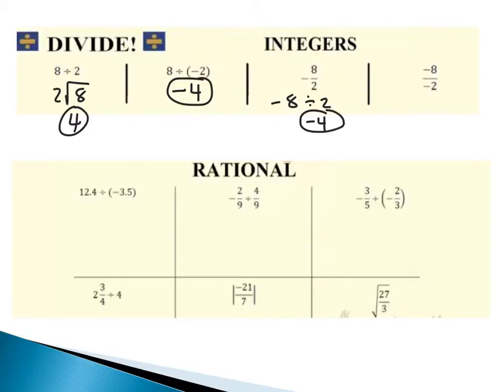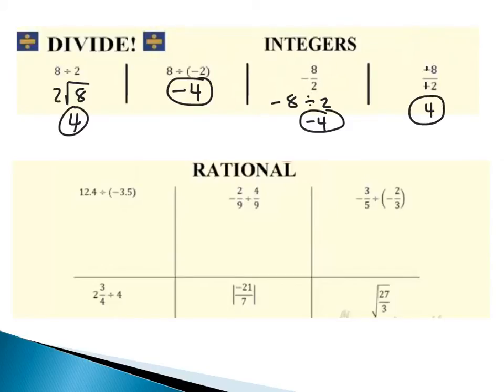Okay, so this one I have negative 8 divided by, or as a fraction over, negative 2. Now notice what's different about this one. You have the negative sign in both the numerator and denominator. So what's going to happen here? Whoa, those are going to cancel out, and you're going to get positive 4.